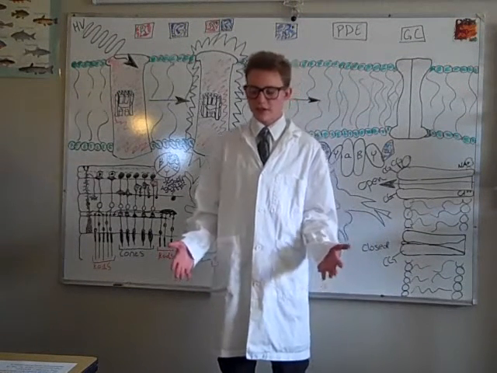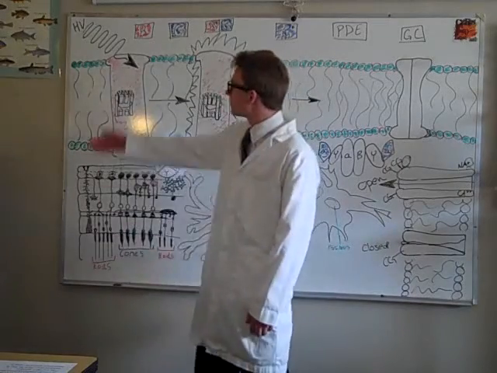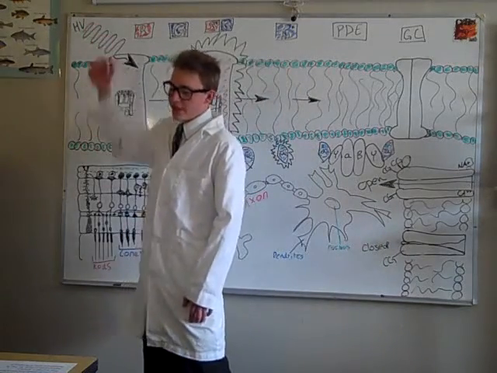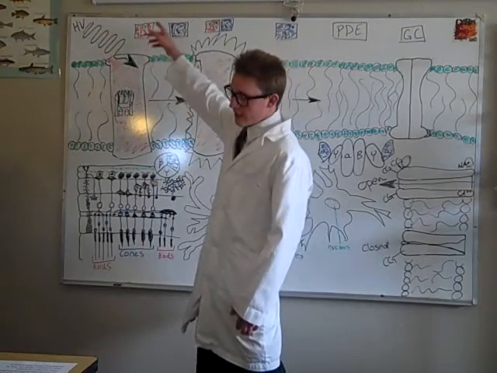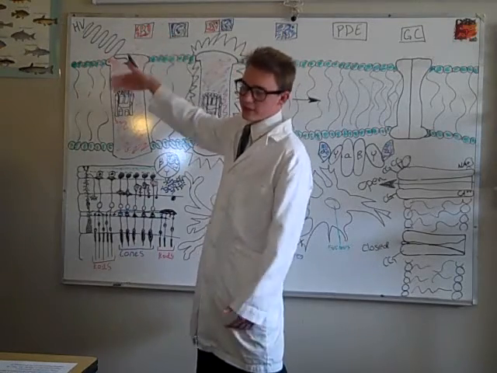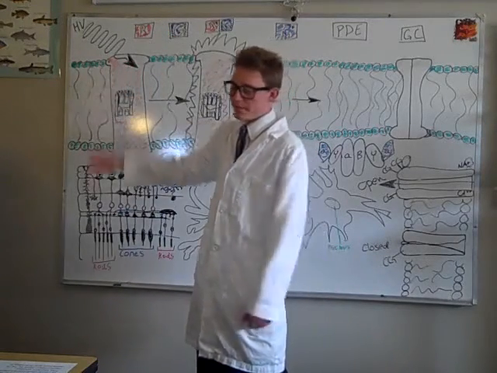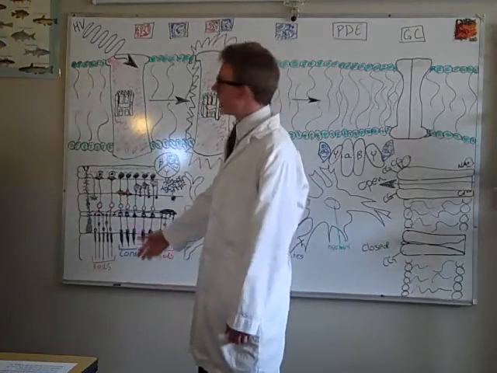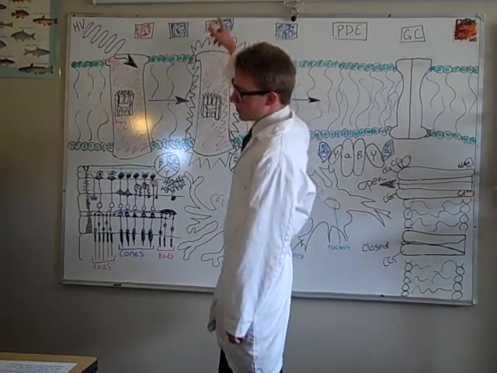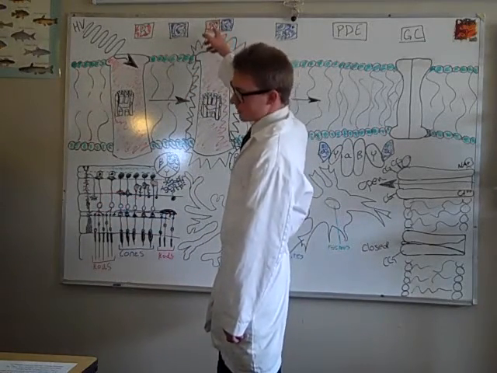The process goes like so. The incident photon, represented here by HV, is absorbed and activates a rhodopsin, a purplish red light sensitive pigment, by a conformational change in the disc membrane to activated rhodopsin.